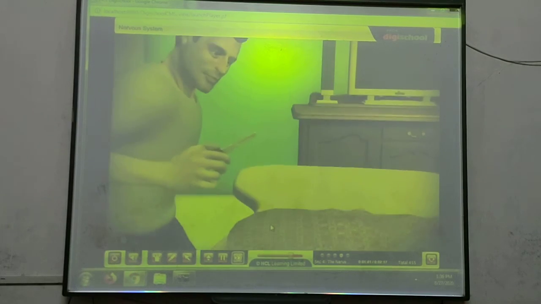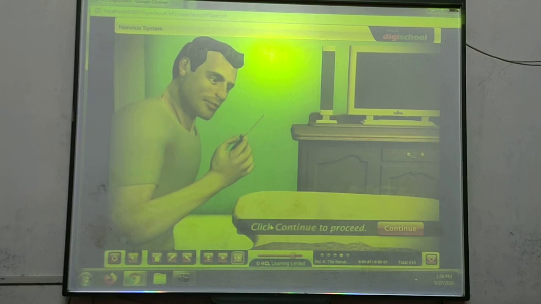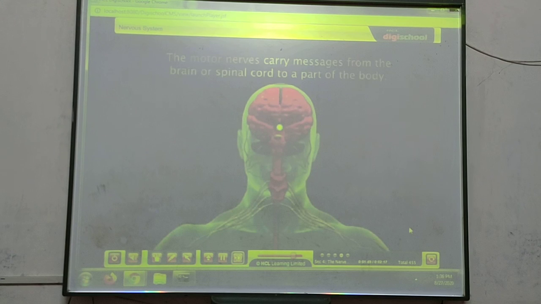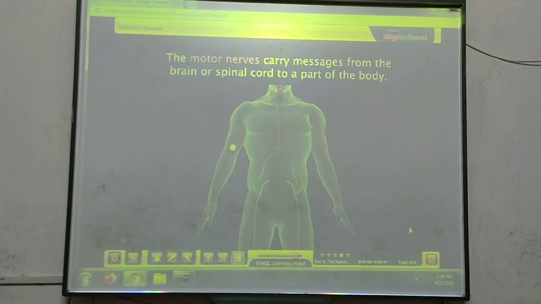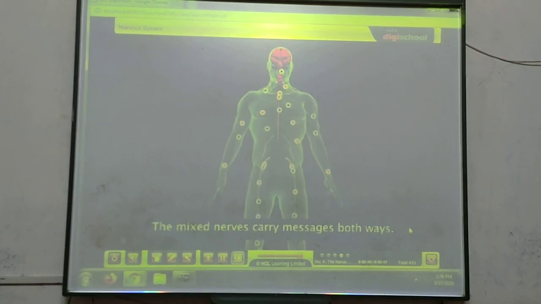Now, take out the key from under the cloth and move your hand. Nerves of a special type carry the message from the brain or spinal cord, telling the arm muscles to move. These nerves are called motor nerves. The mixed nerves carry messages both ways.